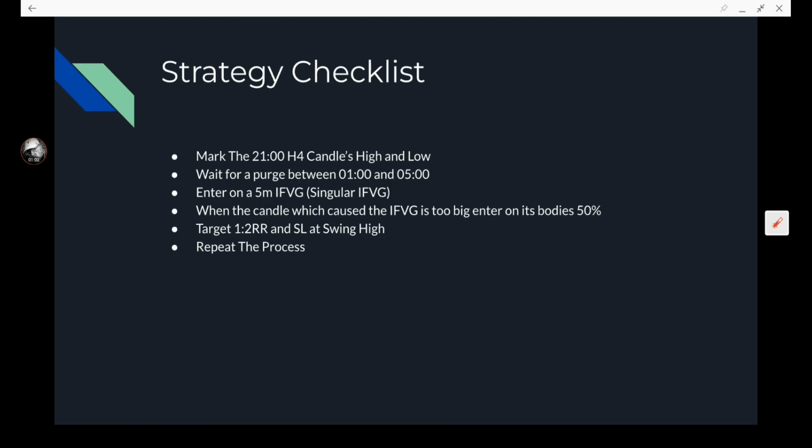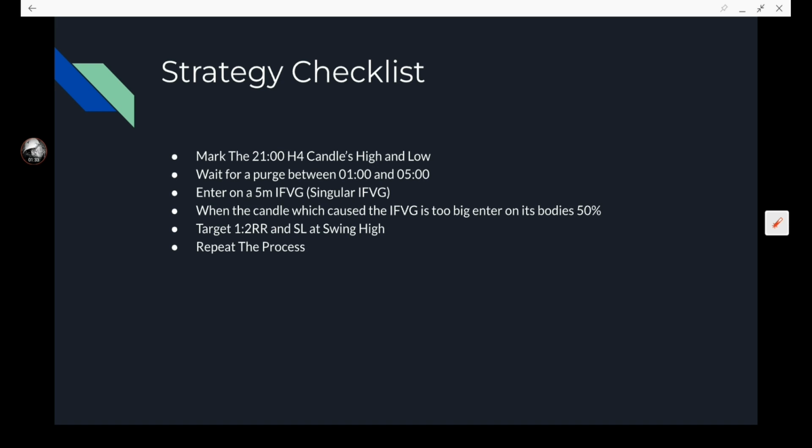We have the strategy checklist. So we first mark the 9 p.m. H4 candle's high and low. Then we wait for a purge between 1 a.m. and 5 a.m. New York time. That is the London Q zone by ICT. And our entry is on a 5-minute IFVG.